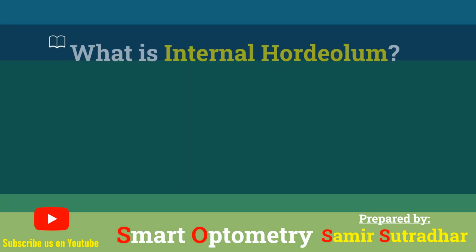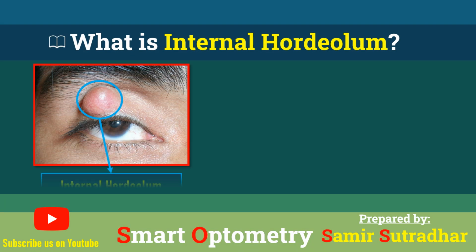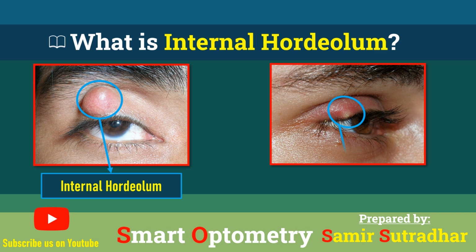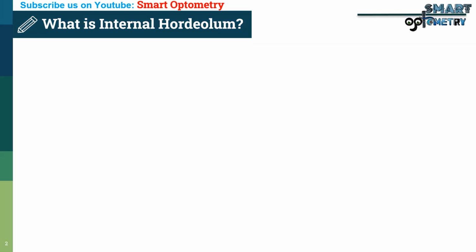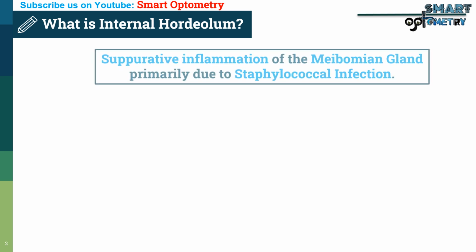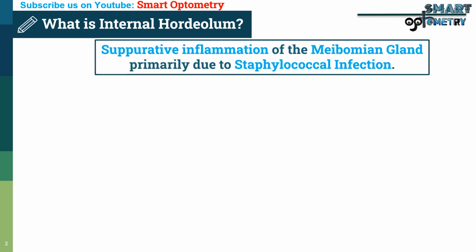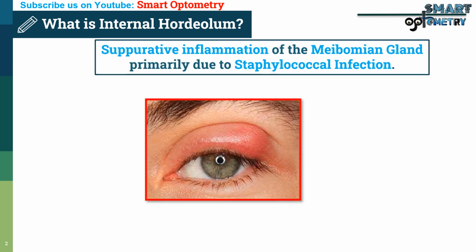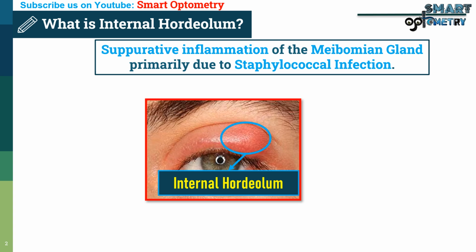In this video, we will learn about what is internal hordeolum and how to differentiate internal hordeolum from external hordeolum. What is internal hordeolum? Internal hordeolum is a suppurative inflammation of the meibomian gland associated with blockage of the duct, primarily due to staphylococcal infection.